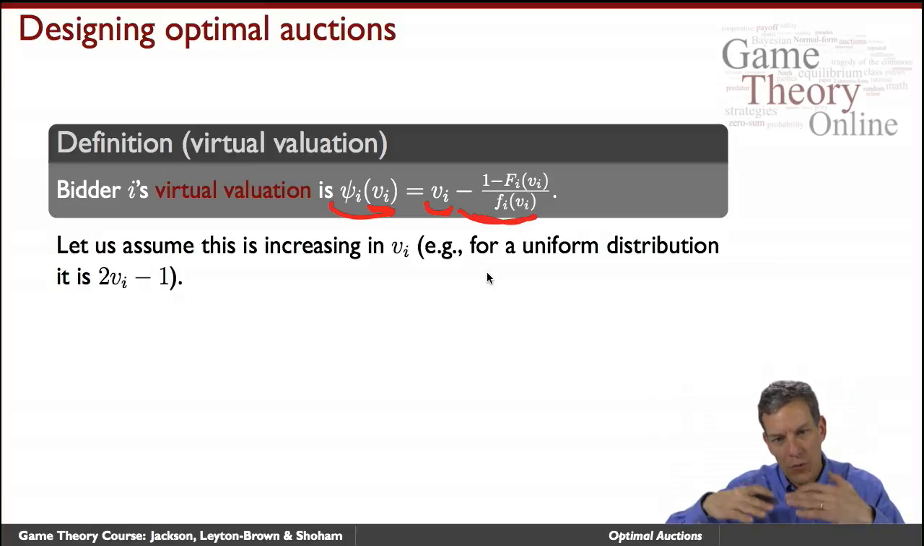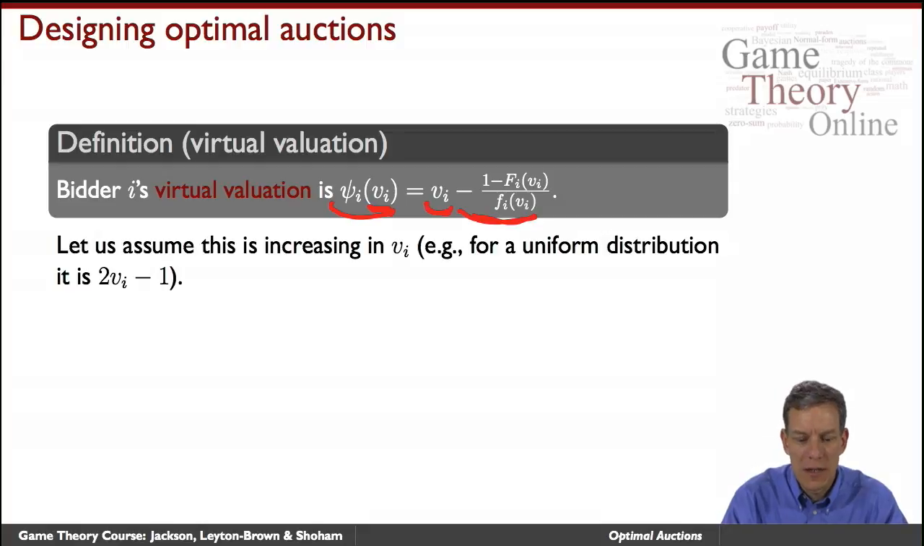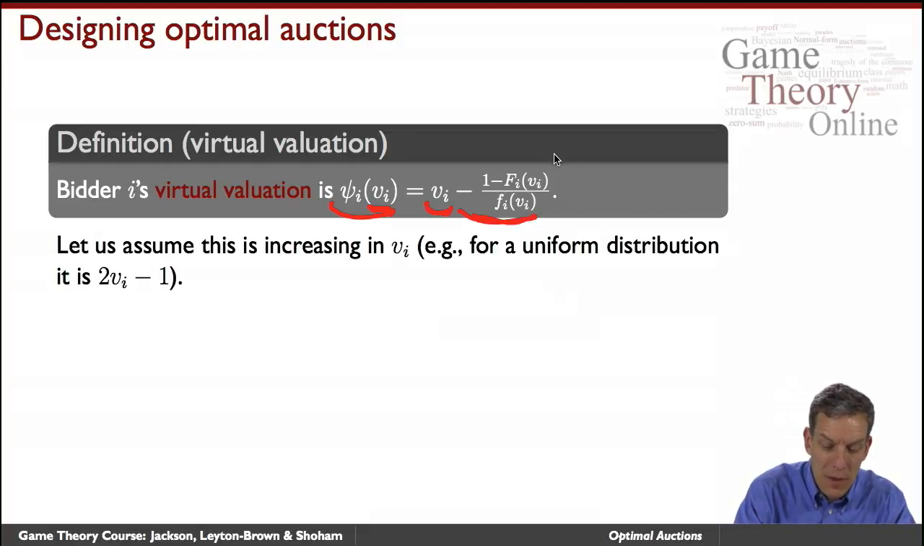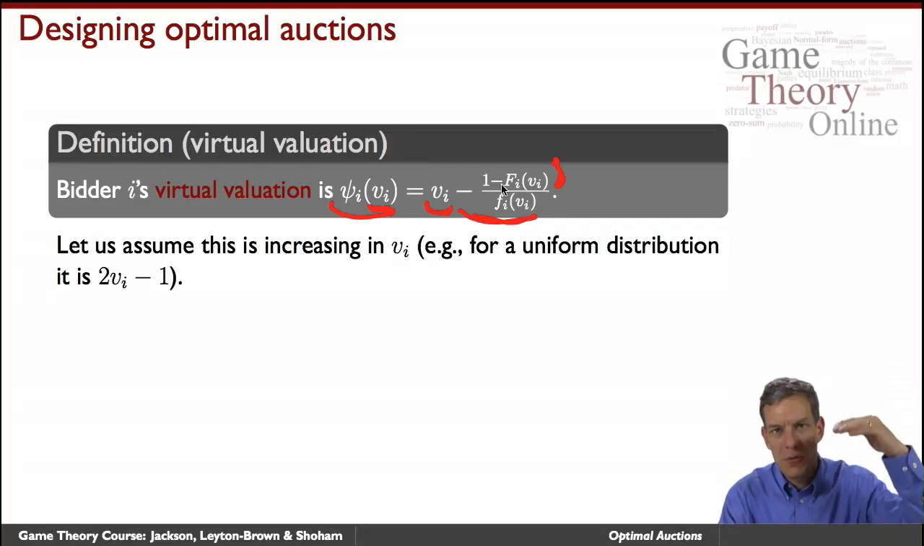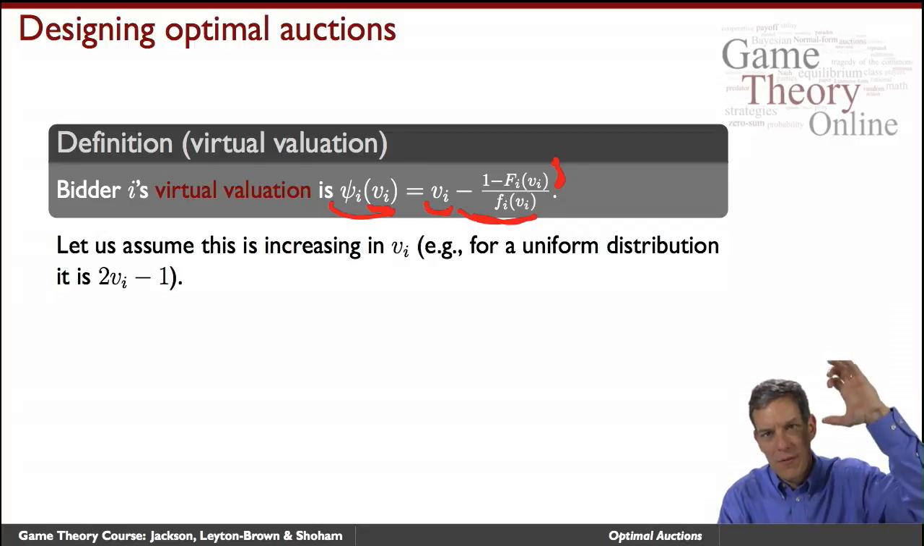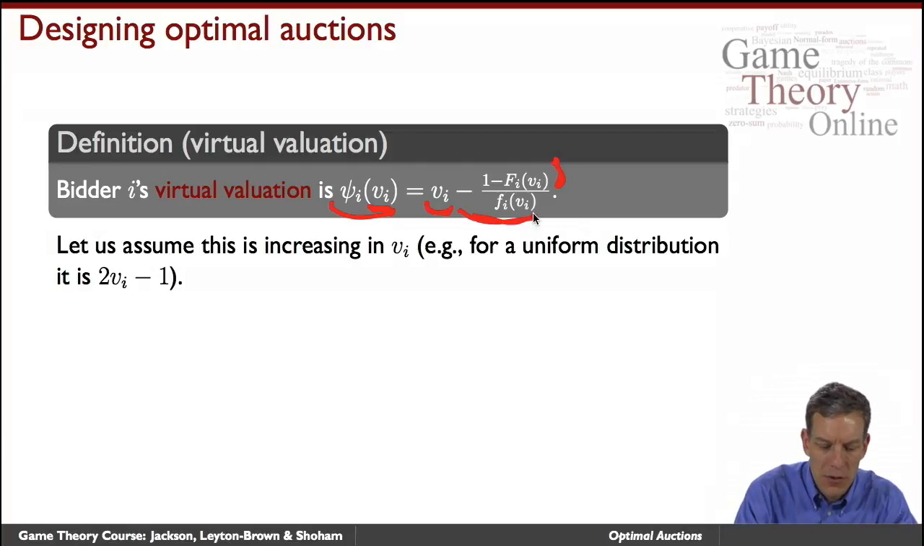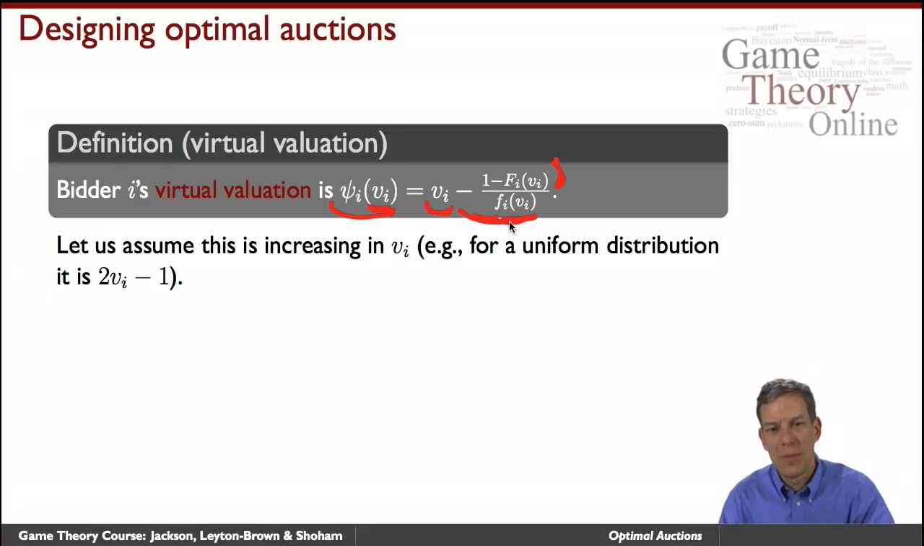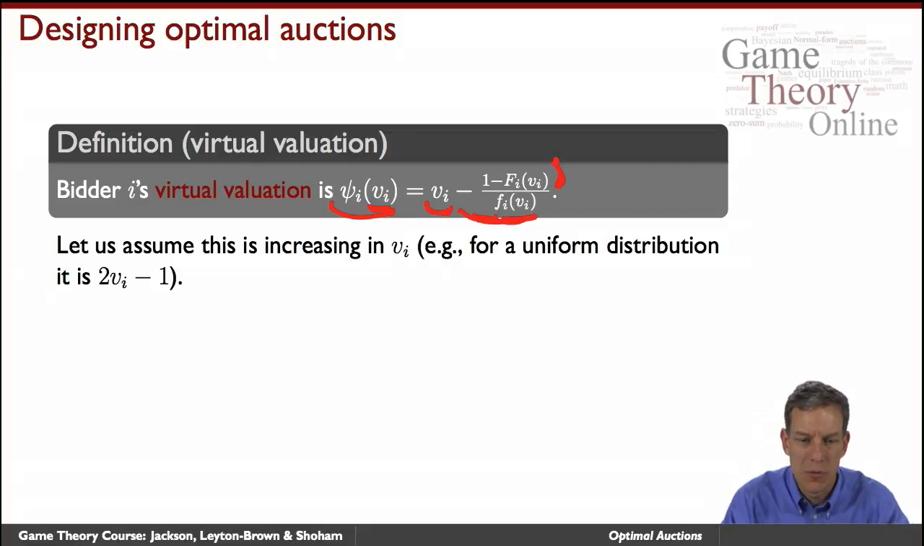And if you have a true value of VI, your virtual valuation is VI adjusted, subtracting off something. You think of it as sort of shading down your value. What is it shaded down by? Well, it's shaded down by something which depends on the probability of having values above the value that you're expressing, and then adjusted on the denominator by the relative frequency with which you have the valuation that you're looking at.